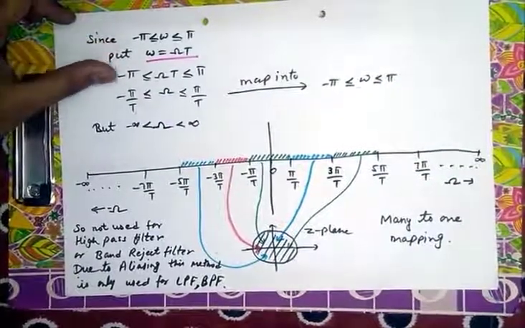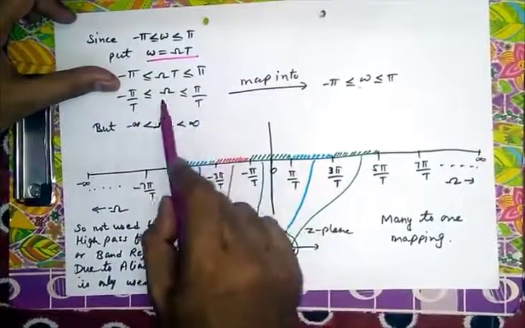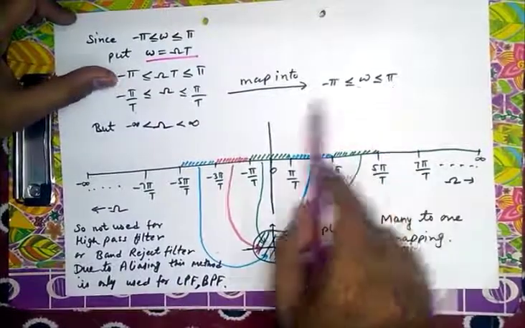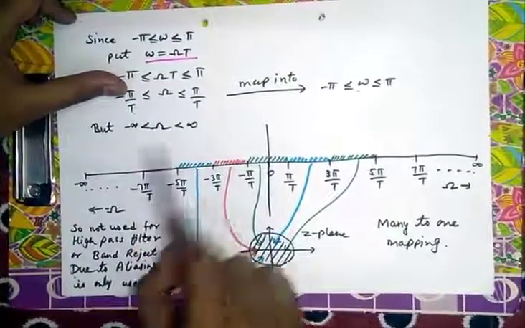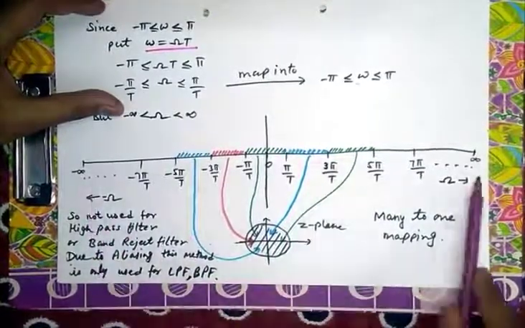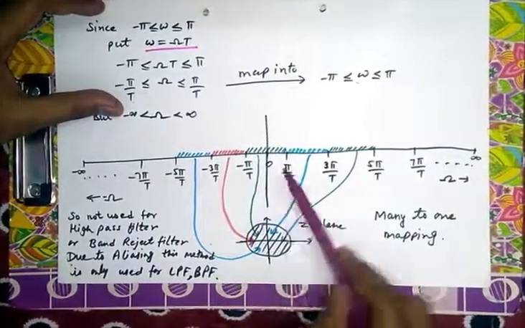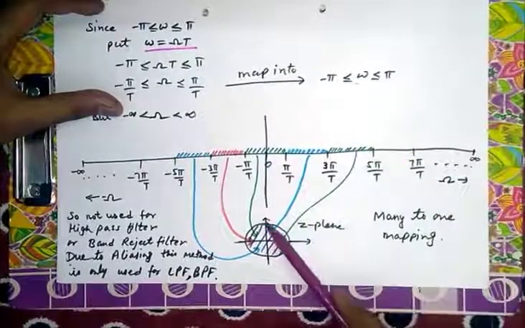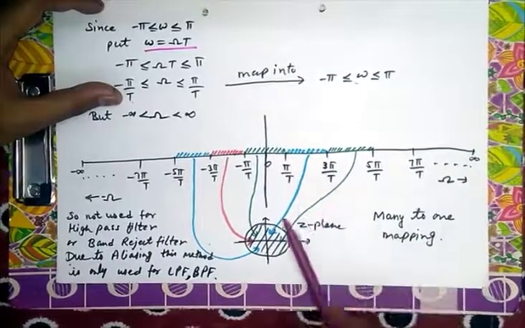But the problem here is that this method maps minus pi by T to pi by T of the analog frequency into all the minus pi to pi values. But the other values, where have they gone? Because analog frequency ranges from minus infinity to infinity. So what happened here? Suppose we have plotted minus infinity to infinity frequencies. For this range, minus pi by T to plus pi by T, these frequencies are mapped into the unit circle because the range is minus pi to pi. But another frequency range, that is pi by T to 3 pi by T, will also map into the same range.